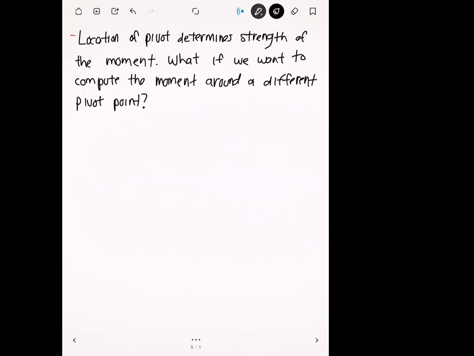One way you can do this is to simply recompute it from before, or another way is to take the result that you already have for the knee joint moment and move the pivot point over to the hip.